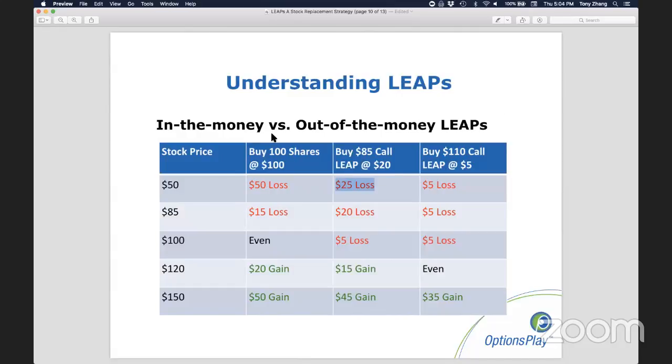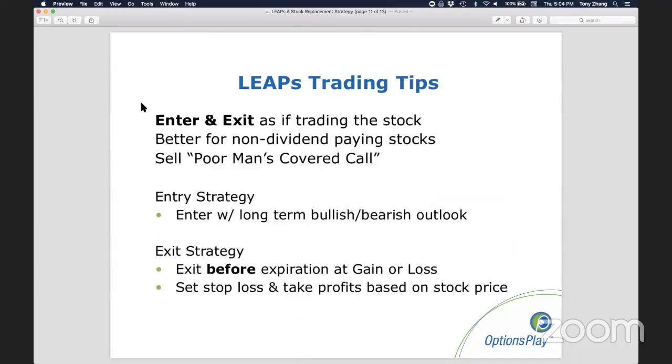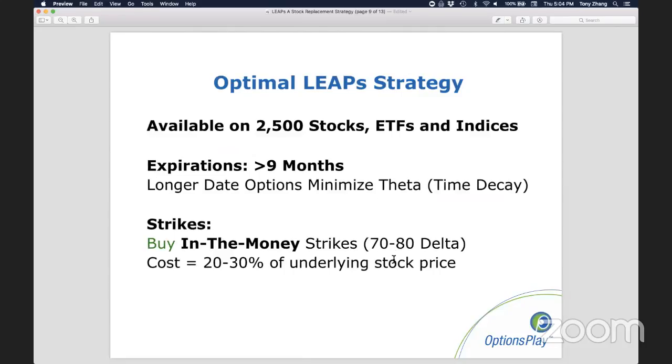What delta do you aim for when buying leaps? Like I said, we usually aim for 70 to 80 delta. However, another way to think about that is you want to pick a strike where the cost of that option is roughly a quarter to a fifth of the underlying price. That's another way to look at it.